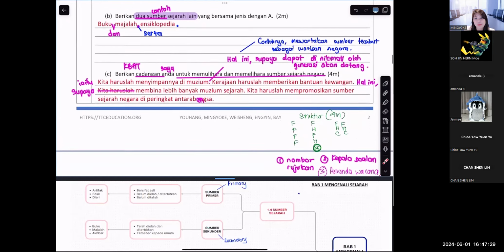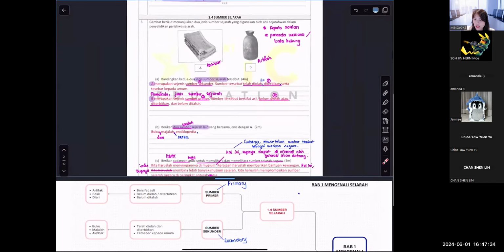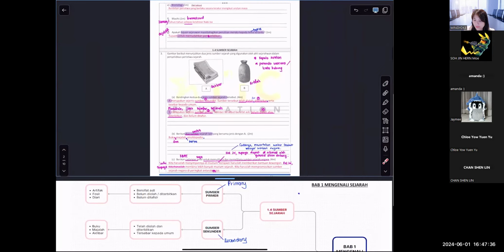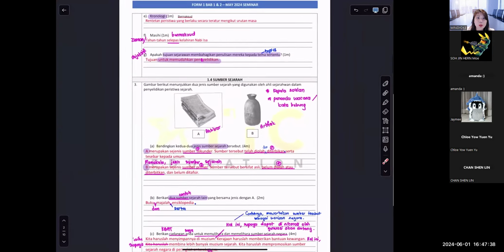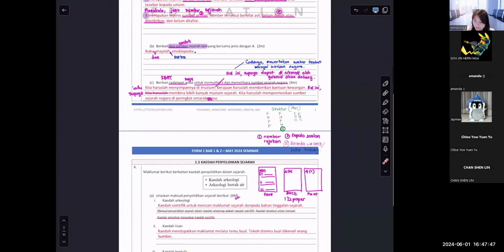Okay. Now, next page, guys. Okay, page 7 done. Page 7 done, we go to page 8. Good. Let's go to page 8.